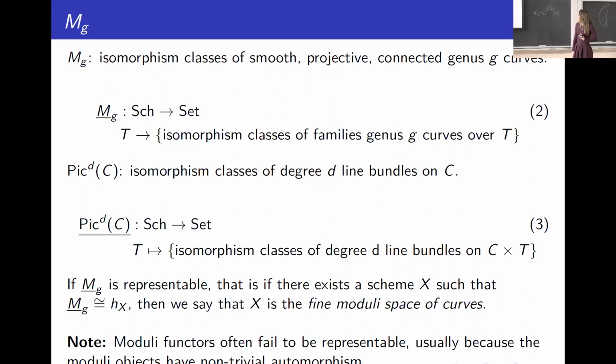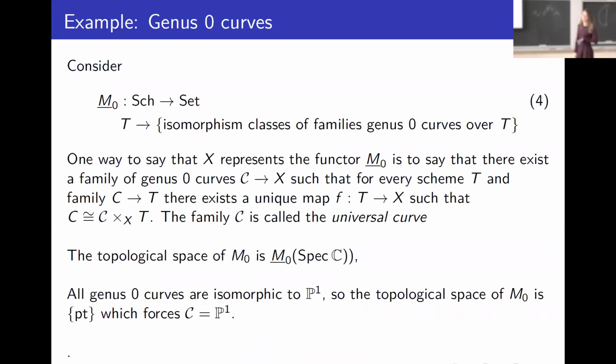Again, things are not that good. Moduli functors are usually not going to be representable. My favorite example of this, and I think it leads us naturally to stacks, is genus zero curves. Here's my moduli functor: I take in a scheme and spit out all isomorphism classes of families of genus zero curves over that scheme. Now, there's only one genus zero curve over a point up to isomorphism, and that's the projective line.